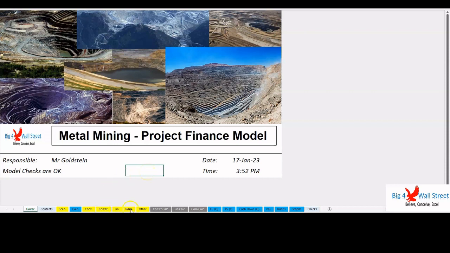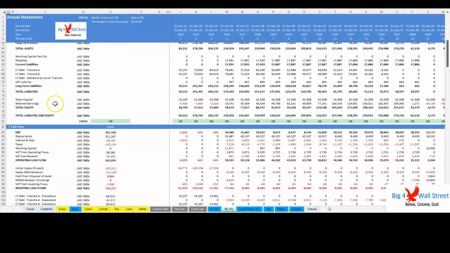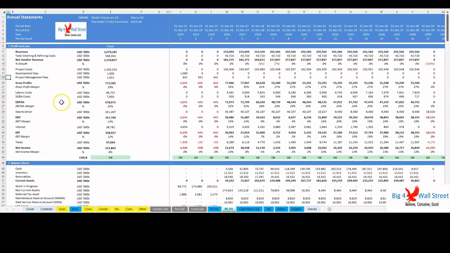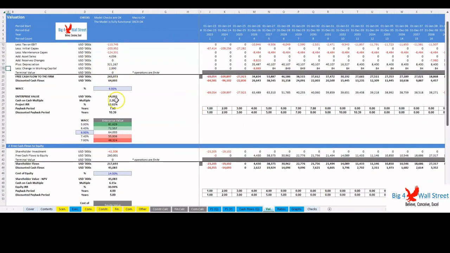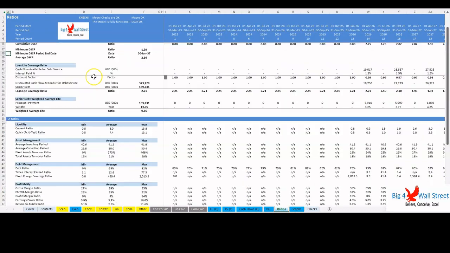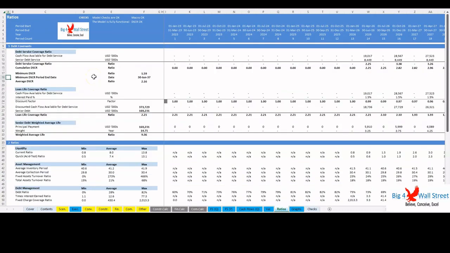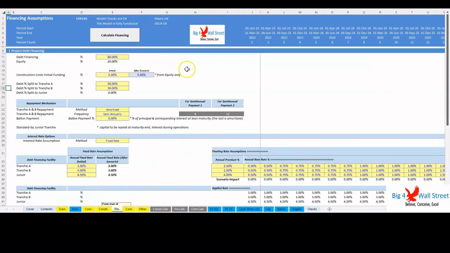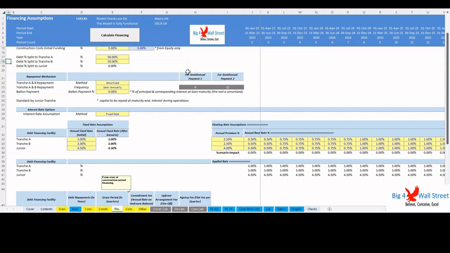The model generates the three financial statements as well as the cash flows and calculates the relevant metrics: cash on cash, internal rate of return, payback period, net present value, debt service coverage ratio, loan life coverage ratio, weighted average loan life. The financing options for the project include 2 senior tranches, 1 junior tranche, as well as a working capital facility, and of course equity funding from investors.